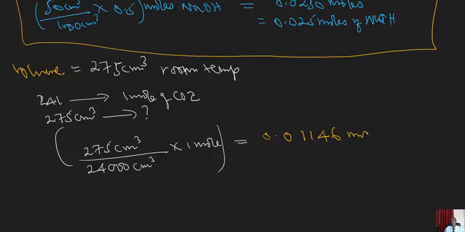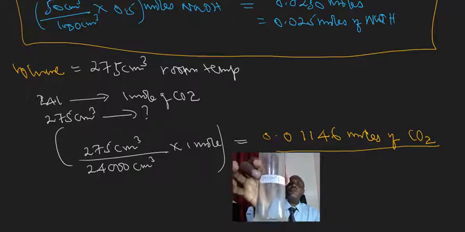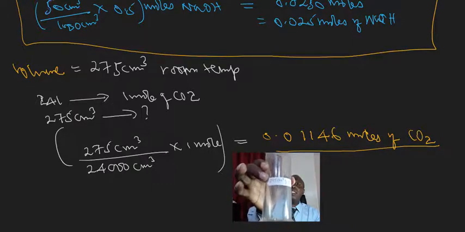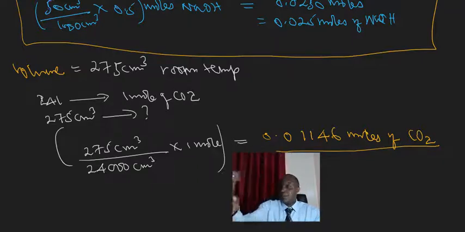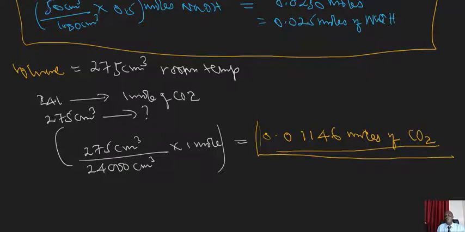You get 0.01146 moles of CO2. These are the number of particles of CO2 contained in this gas jar. If you want individual particles, individual molecules of CO2, you multiply by 6.0 times 10 to the power 23, because a mole of particles is equal to that number, which we call Avogadro's number. So that gas jar is therefore containing that number of moles of CO2.